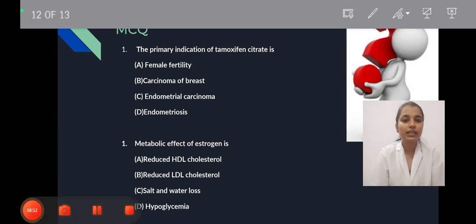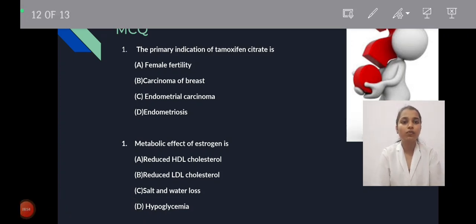The second question is, what is the metabolic effect of estrogen? Estrogen will reduce LDL cholesterol, and the HDL cholesterol level will remain as it is. So the first option is reduced HDL cholesterol, wrong. Reduced LDL cholesterol, yes. Salt and water loss, no. Hypoglycemia, no.